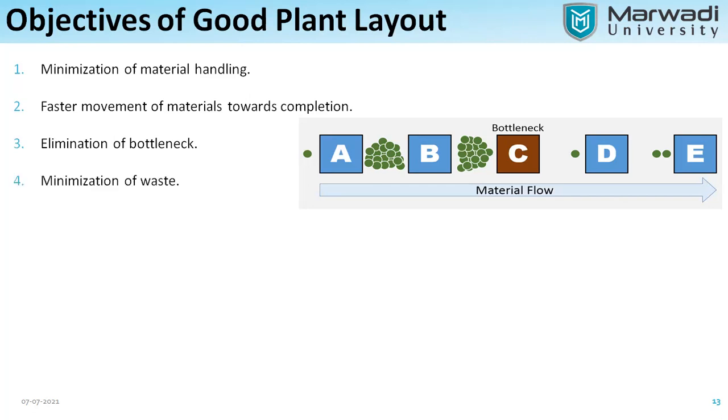Minimization of waste. If you are having any type of material wastage or any type of wastage, it should be minimized. Why? Because if you have wastage every time of different things, maybe resources, maybe materials, or maybe anything, then it will lead to loss. It will lead to the efficiency being reduced for your plant layout. So your layout should be such that it has minimization of waste, which will lead to an increase in the efficiency of your plant.